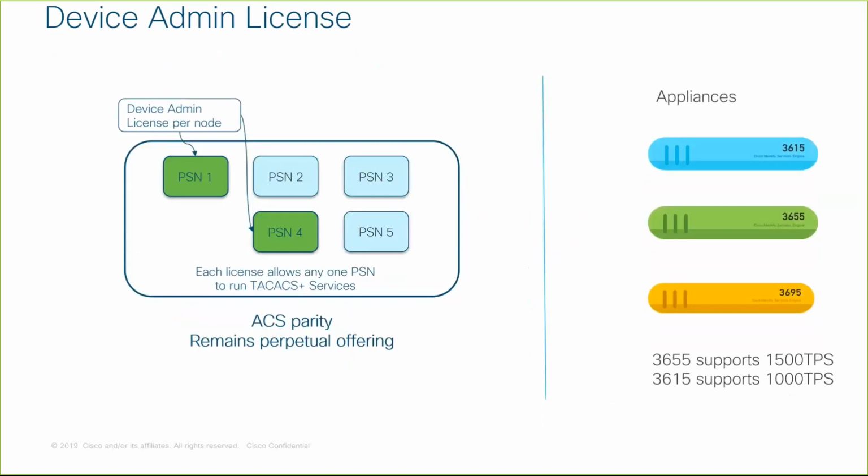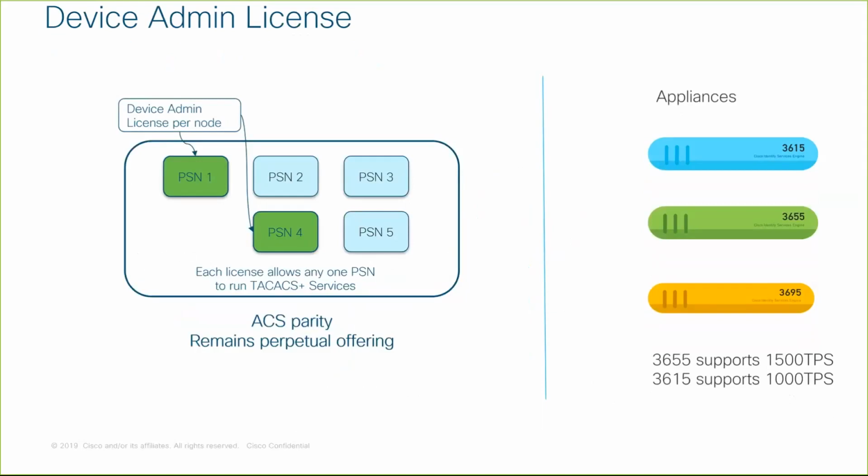Now we have three choices of appliance: 3600 series, 3615s, 55s, and 95s. Talking about the transactions per second, now we are summarizing that. You can see that 3615 supports 1,000 transactions per second. In our calculation, we saw that we had around 800 transactions per second. So for your network, one PSN 3615 or a VM equivalent would do. Or you could do a 3655, which supports 1,500 transactions per second if you have more script runs.